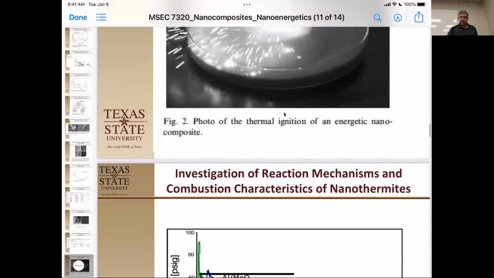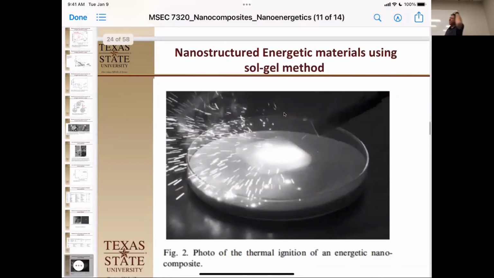Okay. All right. So we've done a lot of iron oxide and aluminum because that's what thermite's based on. But do you only have to use that? No, you don't.